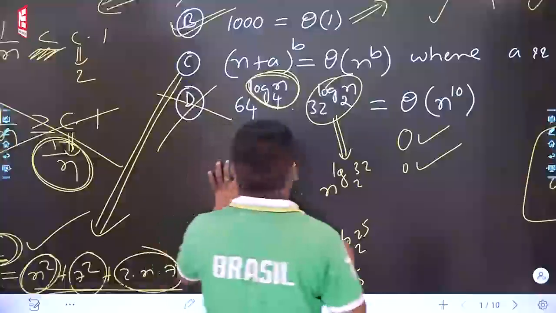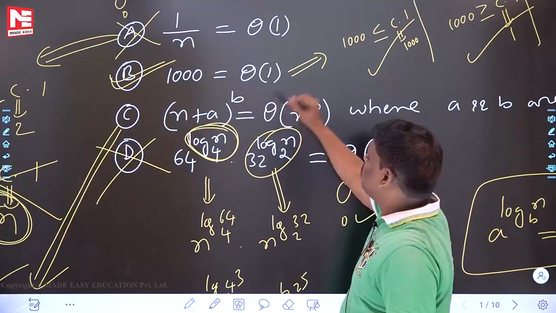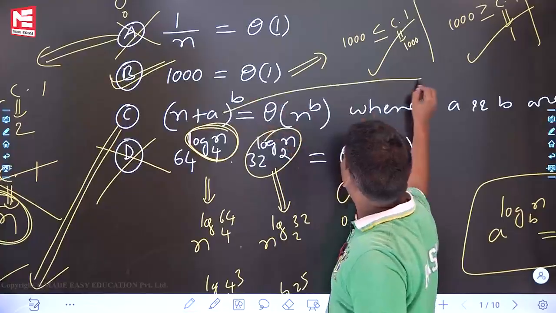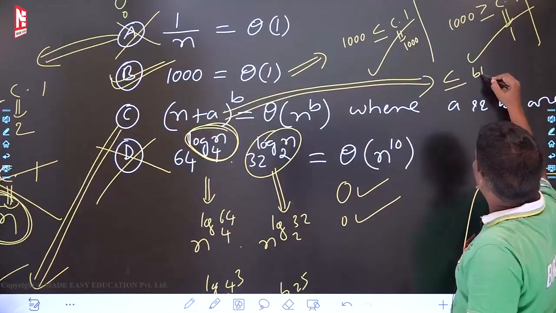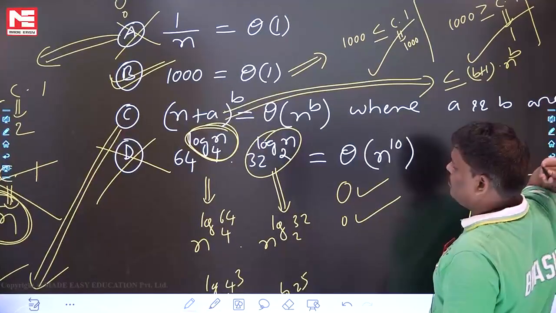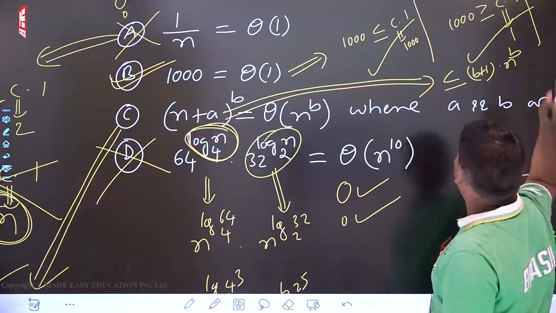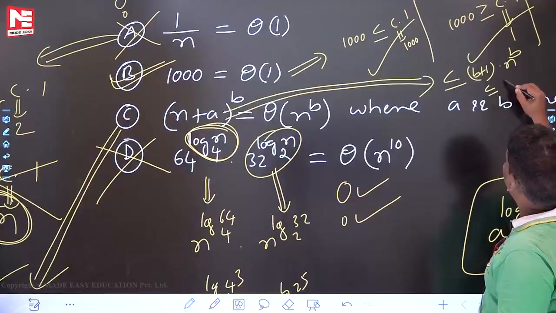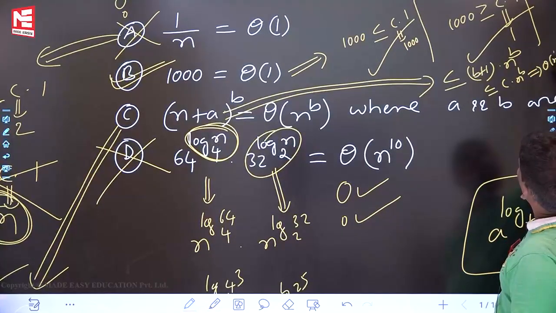Now come to your problem. (n plus a) whole power b. How many terms will be there? B plus 1 terms will be there, right? This can be written as less than or equal to b plus 1 into, what is the answer? N power b. B plus 1 into n power b. This b plus 1 is a constant. This can be written as c into n power b, which goes to theta of n power b.